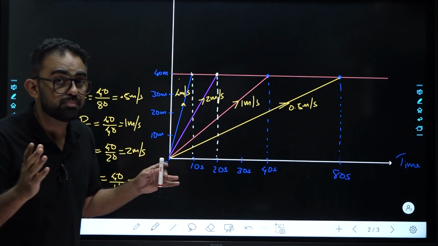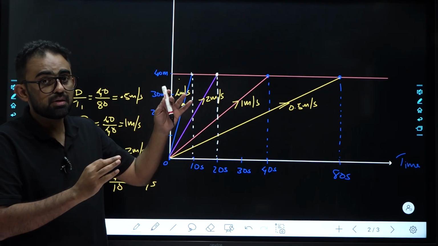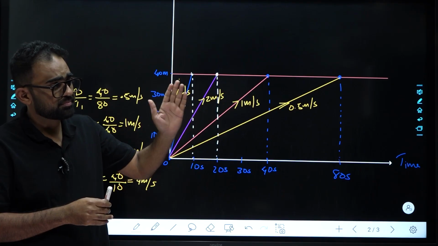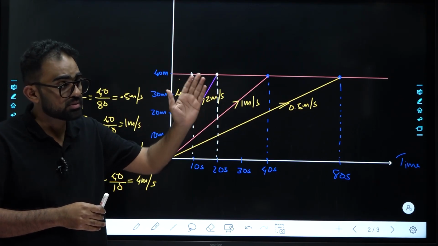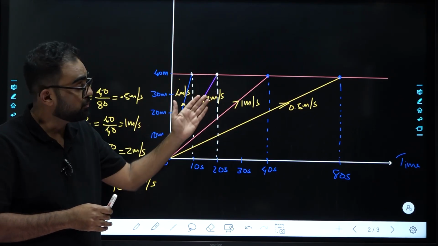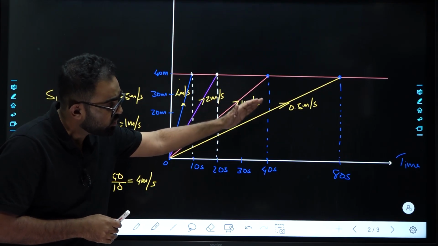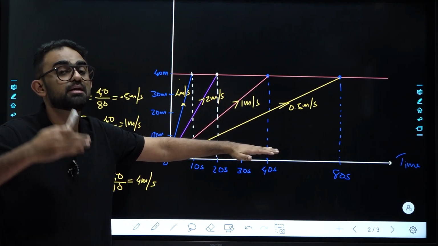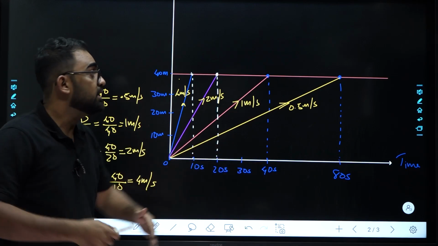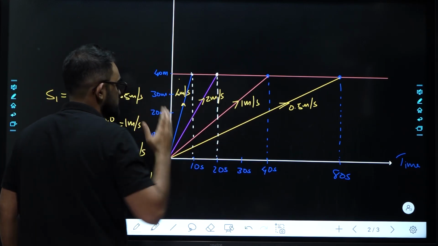Do you know what I mean by steepness? If a line looks more steeper, means the line looks more vertical. If the line looks less steeper, means the line looks more flatter, which means the line is getting closer to the time axis. If a line is getting more vertical, means it is getting closer to the distance axis.